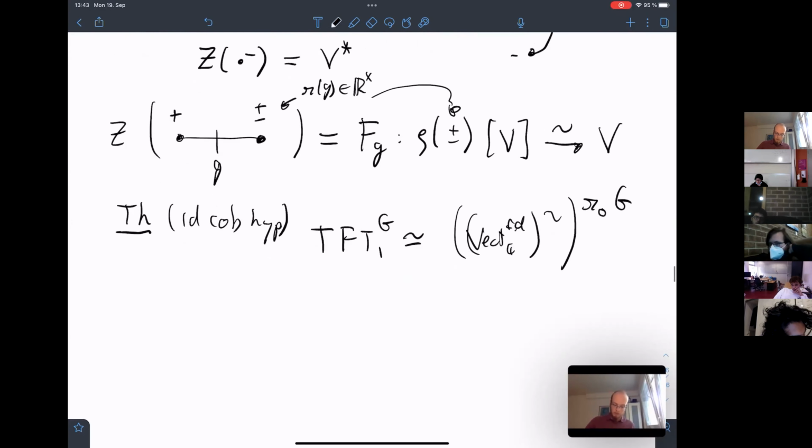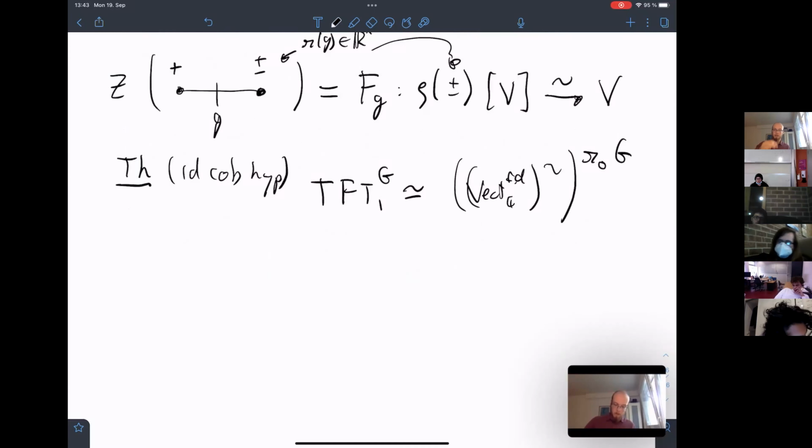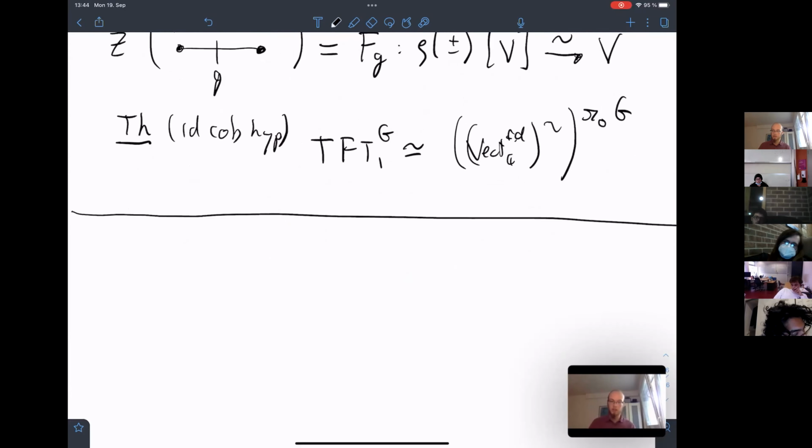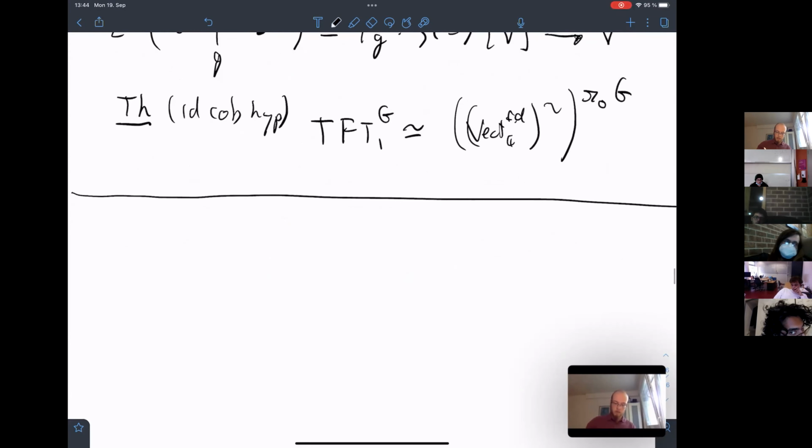Okay, so this is a short, way too brief introduction to TFTs. If you didn't catch much of that, we're now going to go back to more abstract category stuff. So I want to get to one category level up.